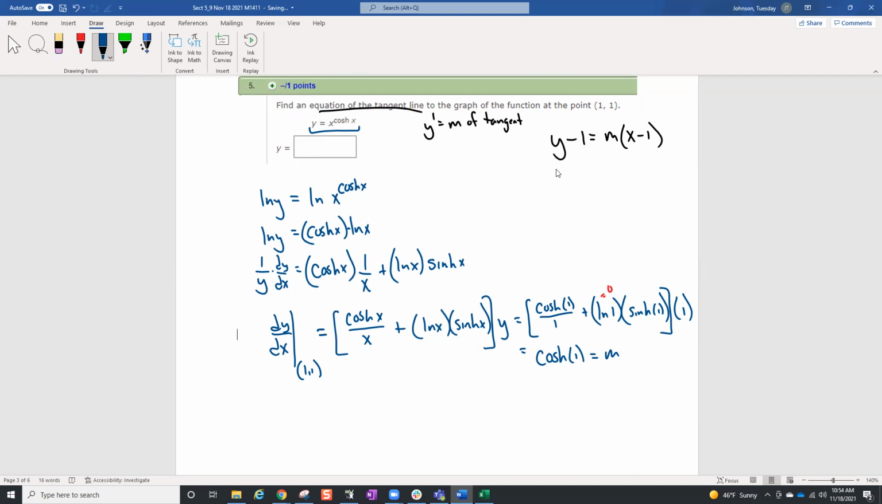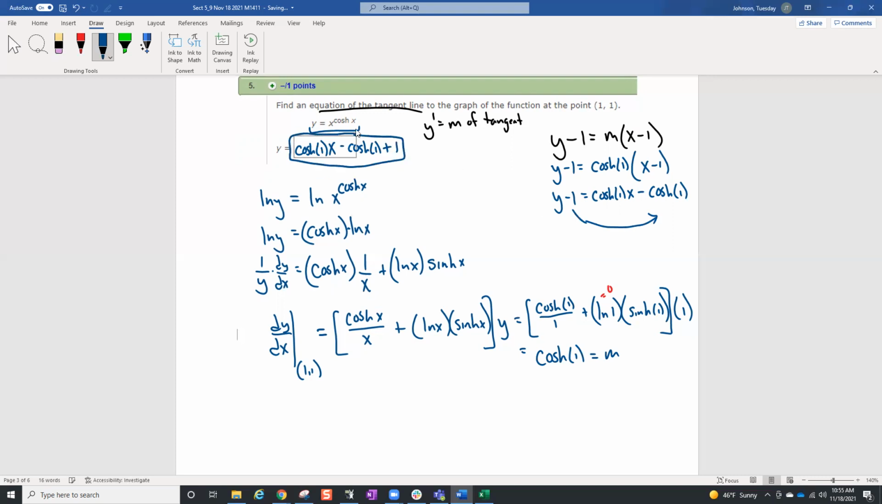So going up here, we now have y minus 1 equals hyperbolic cosine of 1 times x minus 1. Y minus 1 equals hyperbolic cosine of 1 times x minus hyperbolic cosine of 1. If I want y by itself, I will have a large thing here instead of what I'm about to write. Hyperbolic cosine of 1 x minus hyperbolic cosine of 1. Take this 1 to the other side, and I have my answer.